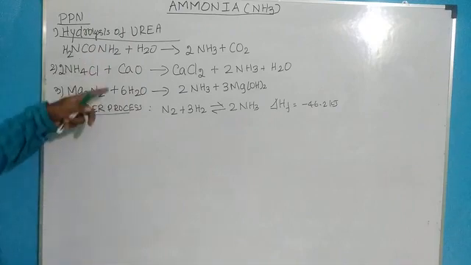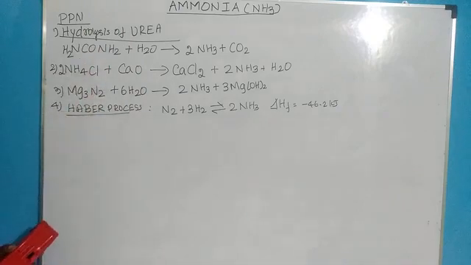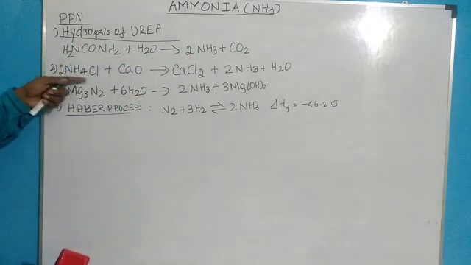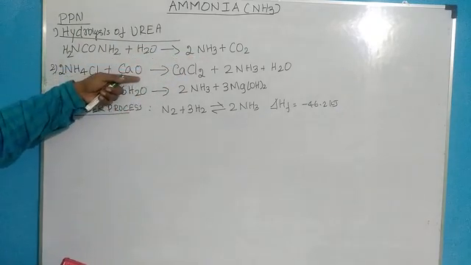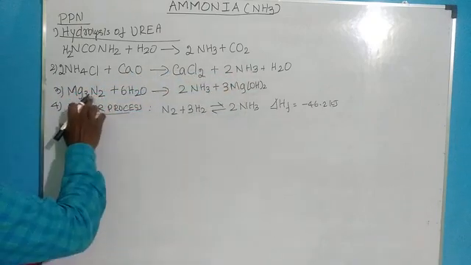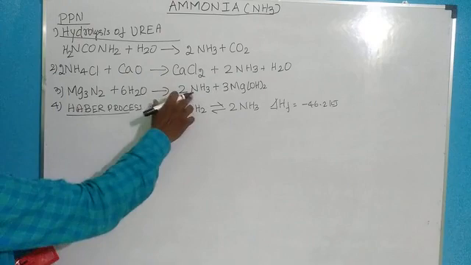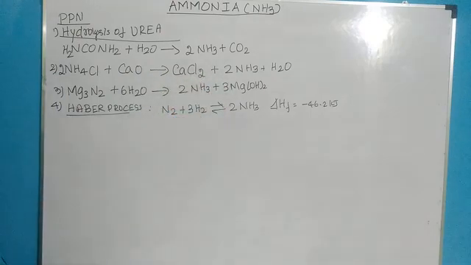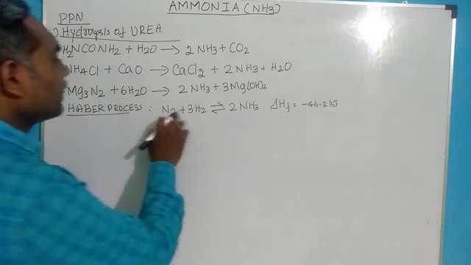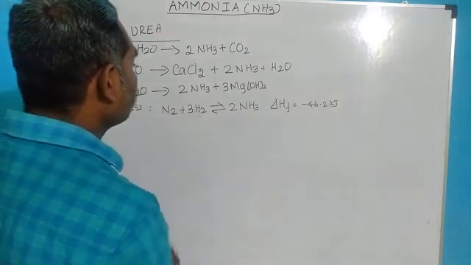So these are the four methods. First, hydrolysis of urea: urea is hydrolyzed to give ammonia and carbon dioxide. Second method, ammonium chloride reacts with calcium oxide to give calcium chloride, ammonia and water. Third method, magnesium nitride reacts with water to give ammonia and magnesium hydroxide. Fourth process, nitrogen and hydrogen react.